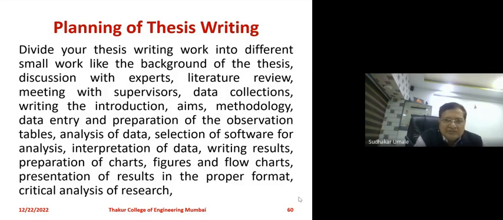Then after that, you have to mention the data collection time, writing the introduction, writing the aims, methodology, timing, data entry, preparation of the observation tables, analysis of data, selection of software for analysis, interpretation of data, writing results, preparation of charts, preparation of figures, preparation of flow charts, then presentation of results in proper format, critical analysis of research. Each and every activity we require the time, and this requirement of the time must be explained in the Gantt charts or in the timeline, and you have to progress according to that.